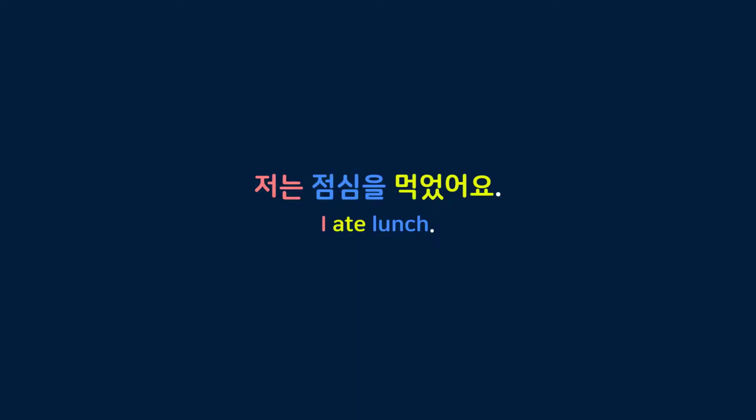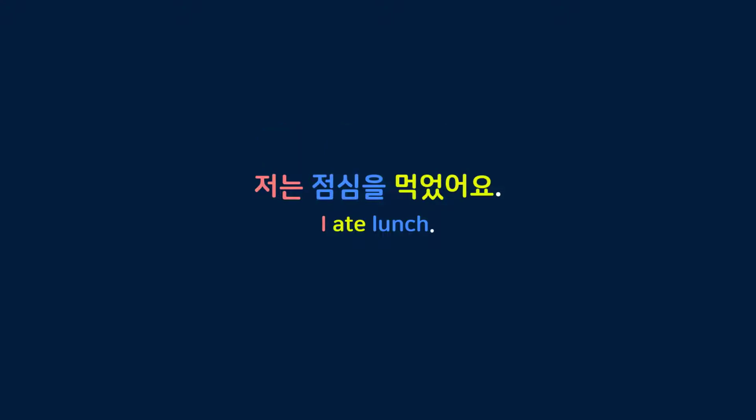Okay, so let's now move on and look at how we add additional elements to a basic Korean sentence. Let's first take a look at an example sentence. I ate lunch. 저는 점심을 먹었어요. So again, the word order of Korean sentence is subject plus object plus verb. And we have the topic particle 는 marking the sentence topic and the object particle 을 marking the object of the verb.